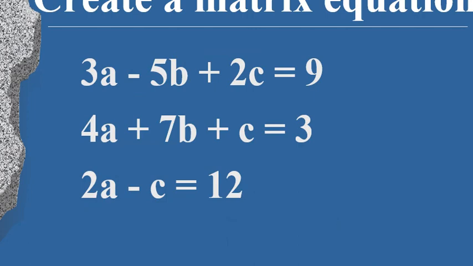We've got 3a minus 5b plus 2c equals 9, and 4a plus 7b plus c equals 3, and 2a minus c equals 12. Now, these look like they're all lined up. All the a's come first, b's come second, c's come third, and then the equal sign. So you should be set to make your matrices.